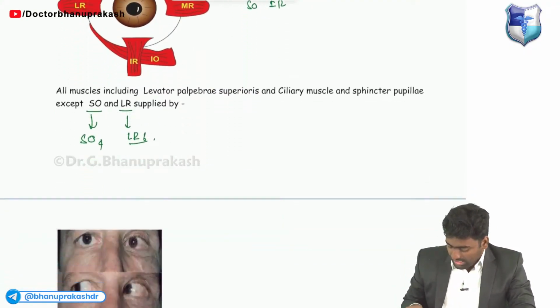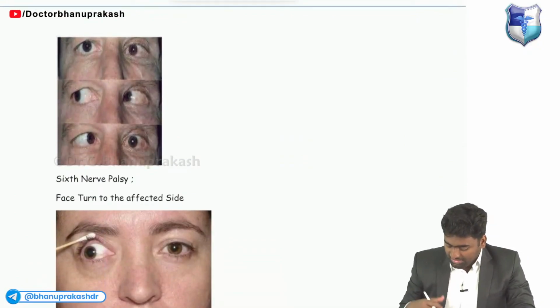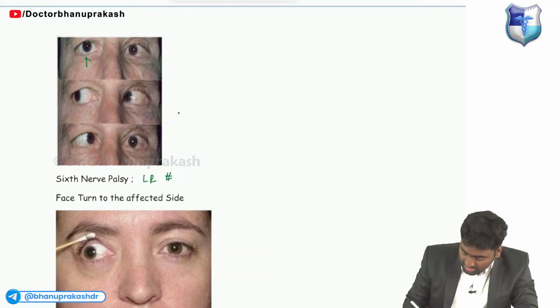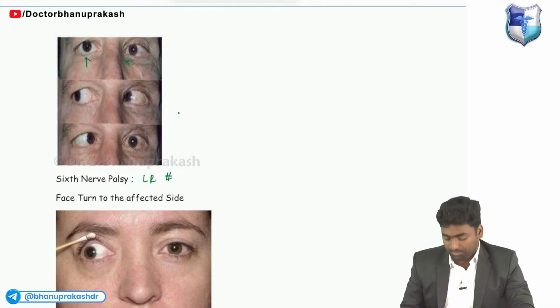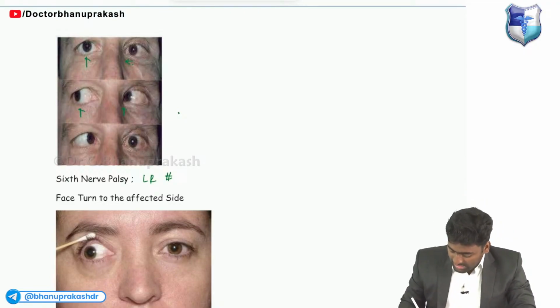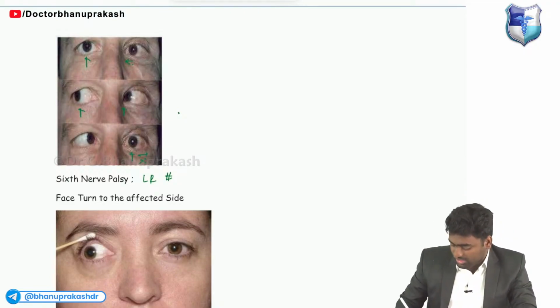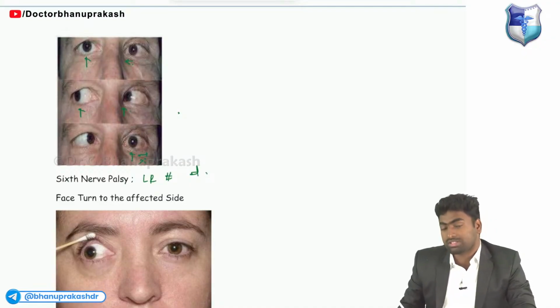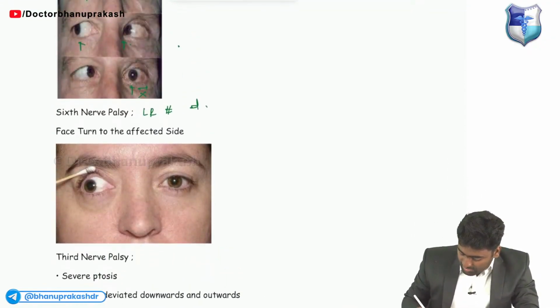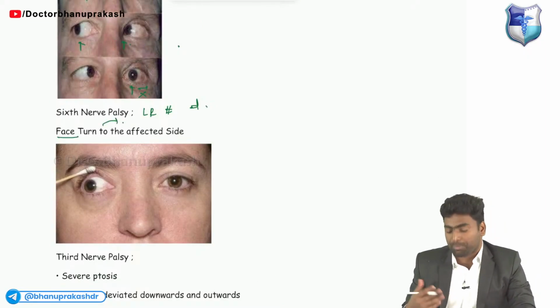Okay, and if there is any damage to these nerves, it will result in the following conditions. For example, if there is sixth nerve palsy, then lateral rectus will be gone. So here in the central gaze, this side is normal, whereas this is deviated medially. Here on this side, adduction is normal, whereas abduction, the patient is unable to do. So it is damage to the sixth nerve, sixth nerve palsy. In a case of sixth nerve palsy, the patient will have the feature of face turn to the affected side. The face will be turned to the affected side.